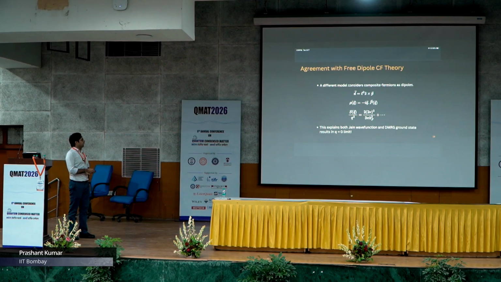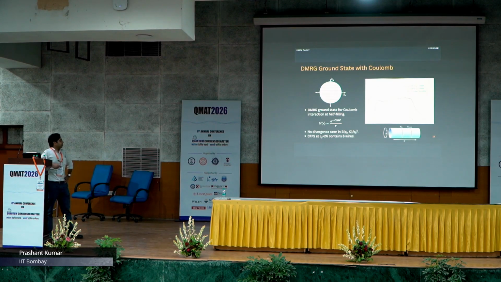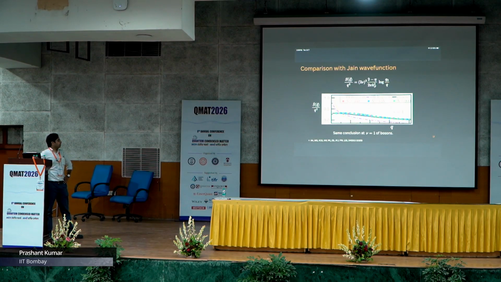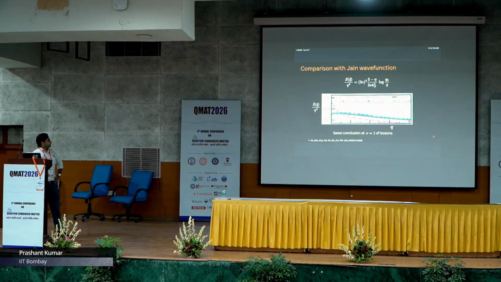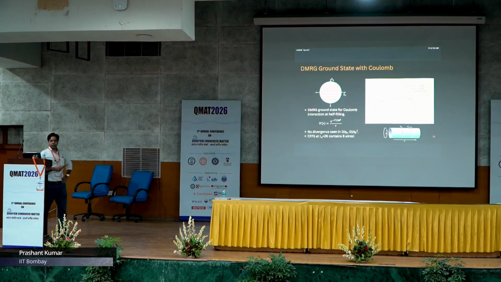And this 2 over 3 pi explains the DMRG data perfectly, and also it explains this data. So the black line that you almost cannot see is actually the theoretical prediction from this dipole theory. So the theoretical prediction is matching extremely well with the numerics. And similarly, at nu equal to 1, you also see this black line perfectly matching with the data.